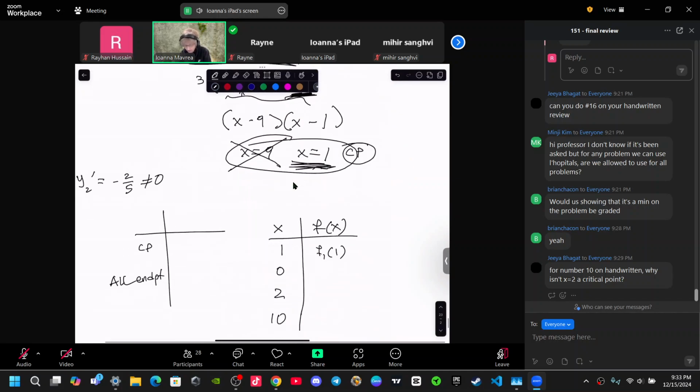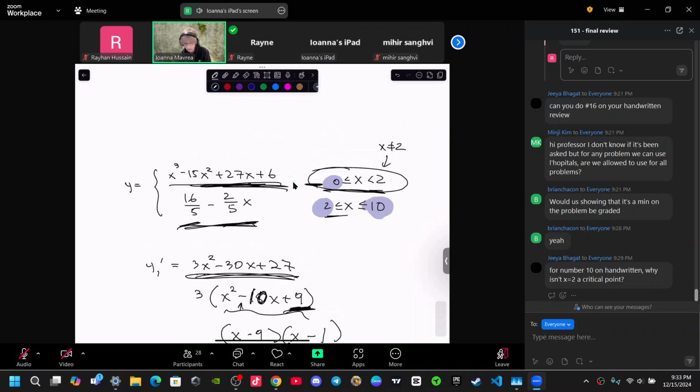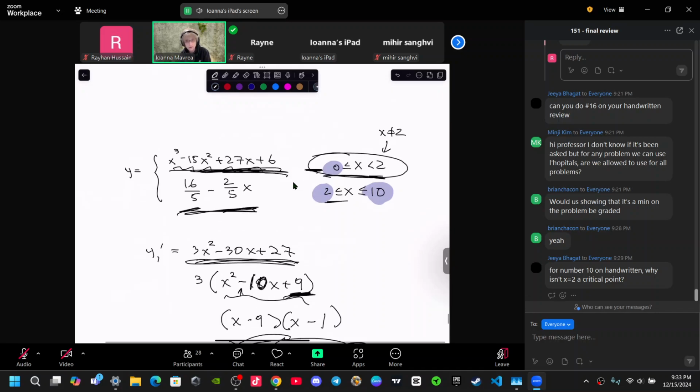Then if I want to plug in 0, I'm going to go to the part that allows 0. So which one allows 0? This one allows 0. So I'm going to plug in, okay, that's easy. So that gives me 6.